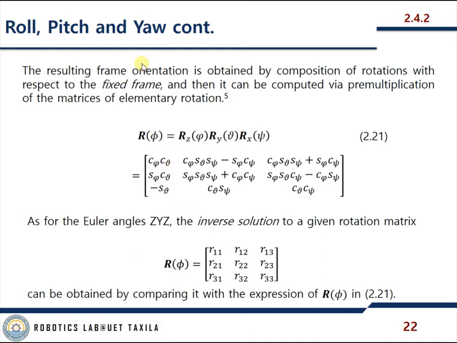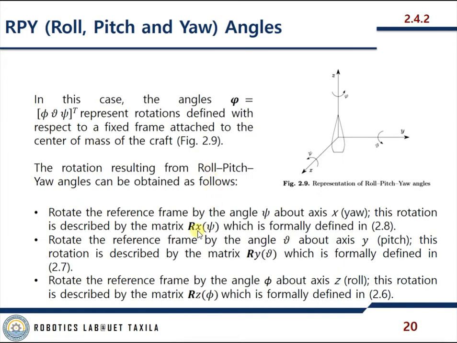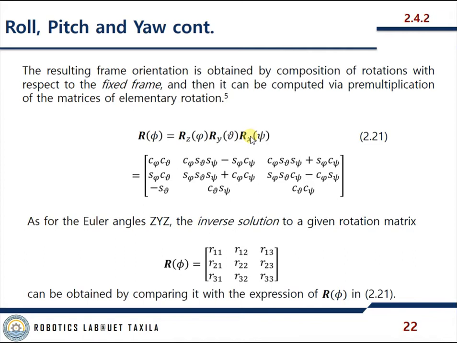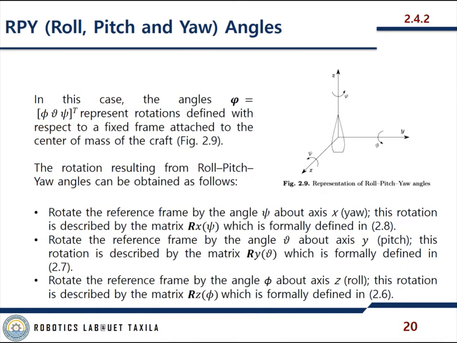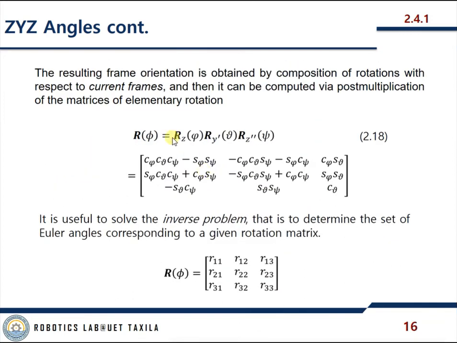So the resulting frame is like this. It is important to note that here we first moved in arc in x, then y, then z. The first rotation was x, then y and z, and then x first, and then y, and then z. Please note that it goes in the opposite direction, x, y and z, but because we are moving with respect to the reference frame or fixed frame, initial frame, but here we moved with respect to the current frame.